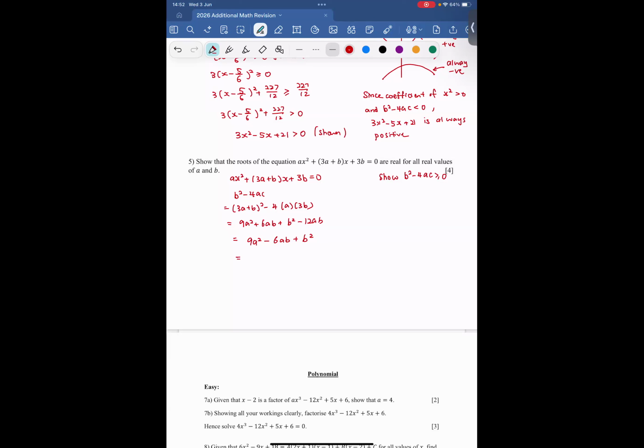So for this, you can see that if you do your factorization, they are actually the same thing. So you actually get 3a minus b squared. So now you explain, since this is more than or equal to 0 for all a and b, then your b squared minus 4ac will be more than or equal to 0. So the equation has real roots for all values of a and b.